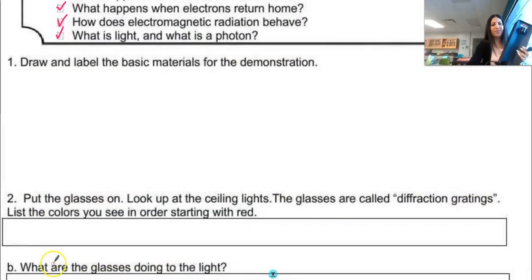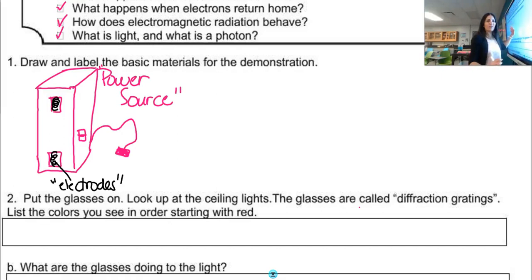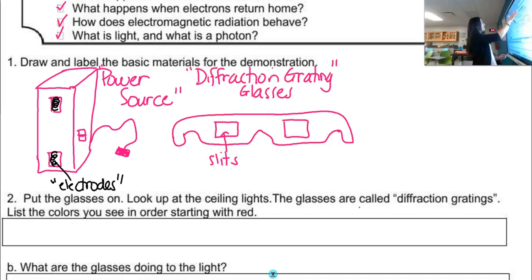All right, so let's go ahead and draw these out. I'm going to pause for a second while we get our drawings going, and then we'll come back and restart the video. Here's a drawing of our power source. It does have some electrodes in there, and then it does have to hook into an electrical outlet that we need to make sure that we plug this into. All right. The diffraction gratings, with the slits, are the part of the glasses here. So if you want to go ahead and draw those out.